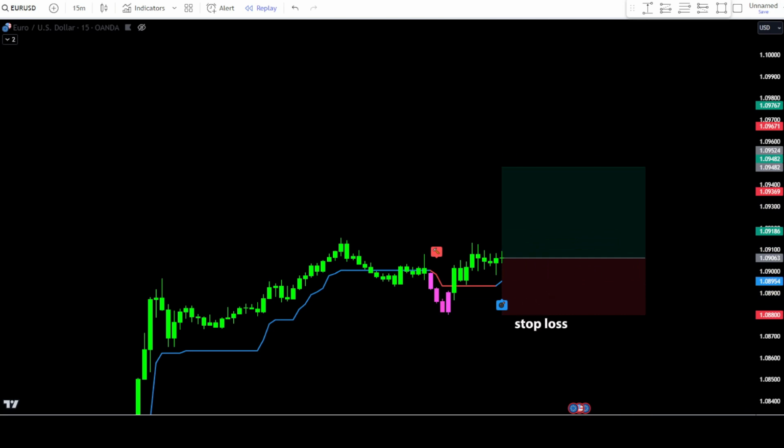4. Place the stop loss at the last swing low. 5. Use a target take profit with a risk-reward ratio of 1 to 1.5.